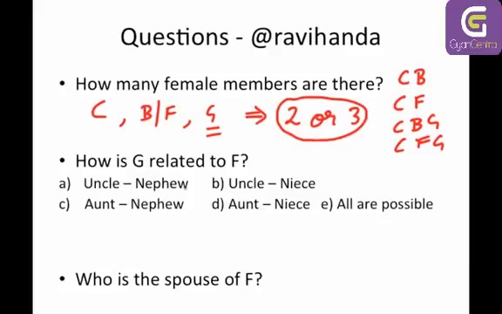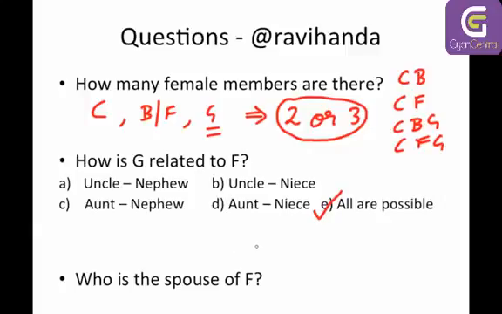Uncle-nephew is possible if both are male. Uncle-niece, if G is male, F is female. Aunt-nephew, if G is female and F is male. Aunt-niece when both are females. Which means that all of these are possible, and my answer would be E. Then comes the next question.